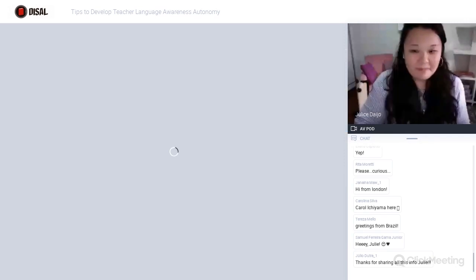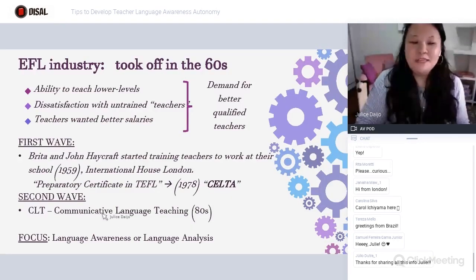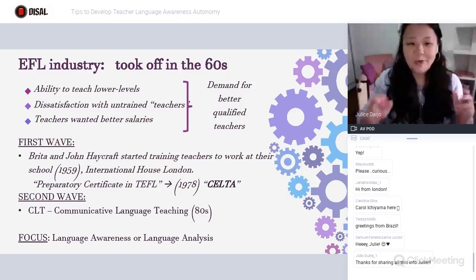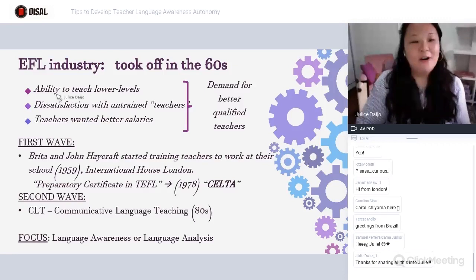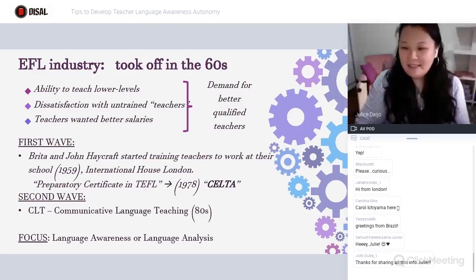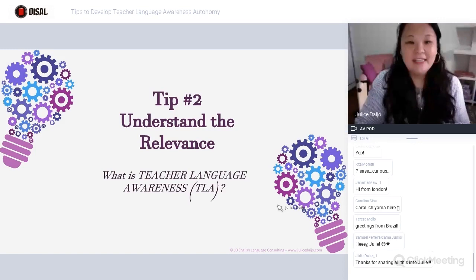The second wave came with the communicative language teaching, the so famous communicative approach in the '80s. And then there was a huge shift on the focus. So teachers with better language awareness got better salaries, had more satisfied students, and of course, developed the ability to teach any level. So that's a nice background for us to understand, okay, so why do I need to improve my English? Sometimes the reasons are obvious, but not so much. So here's a little bit of the history.